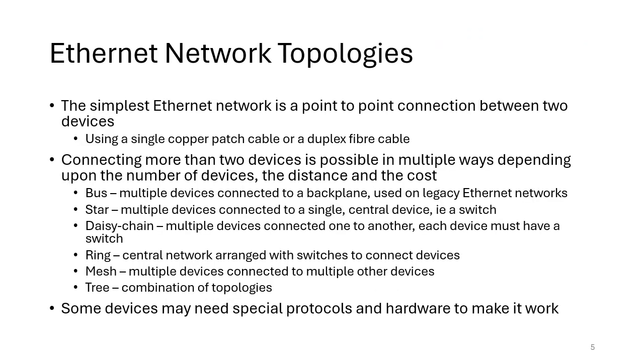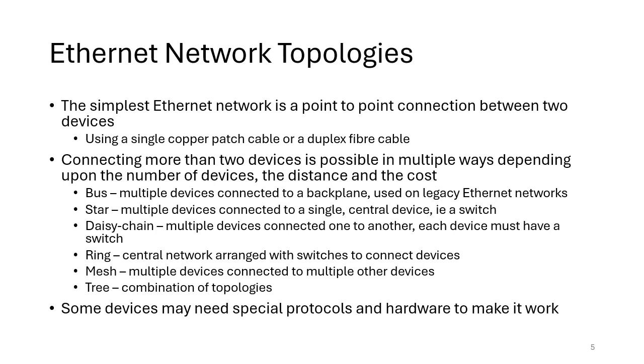Now, Ethernet devices are connected together using a network topology. The simplest Ethernet network is a point-to-point connection between two devices. You can use a single copper patch cable. It's often called a patch cable, although modern devices can auto-detect if the signals are actually swapped over in the cable itself. But traditionally we would have used patch cables, or you could use a duplex fiber cable. So a duplex fiber cable, there would be one fiber for transmit and one fiber for receive. And with those two devices, they can be directly connected and you don't need any additional devices. But of course you're limited to those two devices on the network.